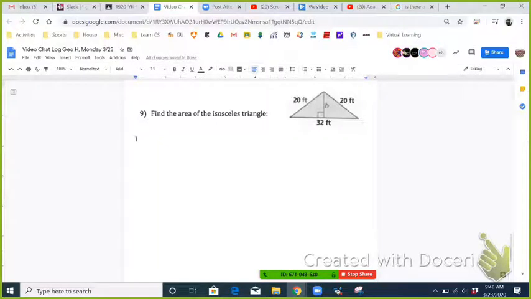Okay, so how do we find the area of this isosceles triangle? We haven't done a lot of area yet, but the area of a triangle is just base times height divided by 2. So we just need to find the height, and you can always look that formula up.